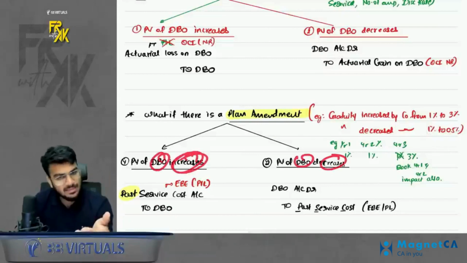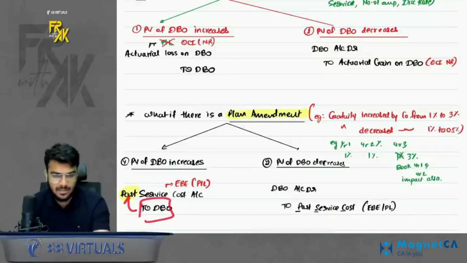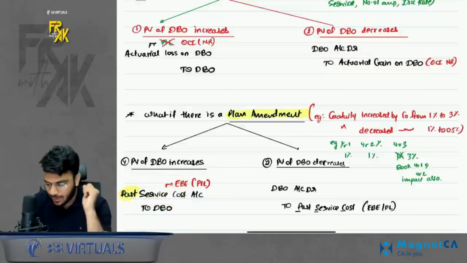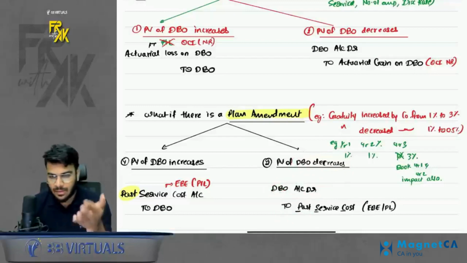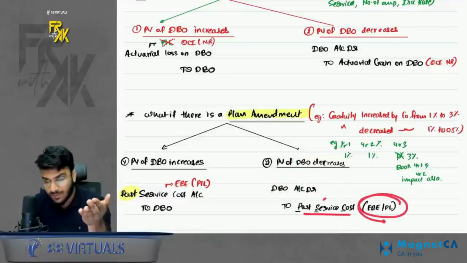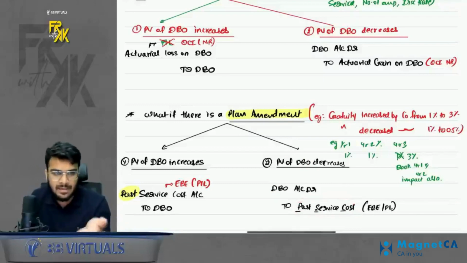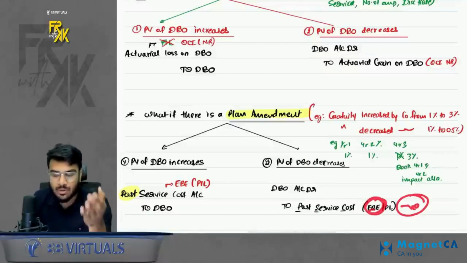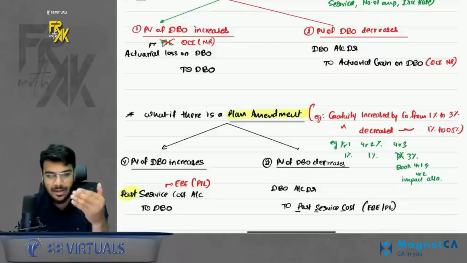If DBO increases, then now you will call it a past service cost. So DBO increases the liability, debit the past service cost. Past service cost will be transferred to employee benefit expense, profit and loss. If DBO decreases, debit the DBO, credit the past service cost. Again, past service cost will be transferred to employee benefit expense, profit and loss. But because you are crediting past service cost, in employee benefit expense it will be shown as a negative. Why? Because you are showing an income on the expense side. So show it like a negative figure.